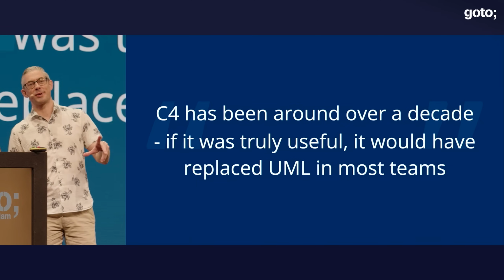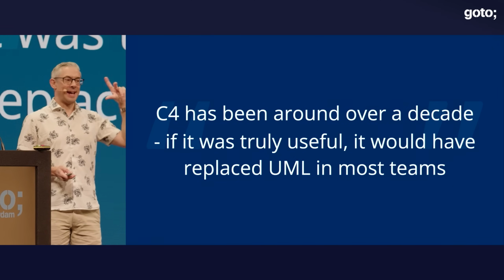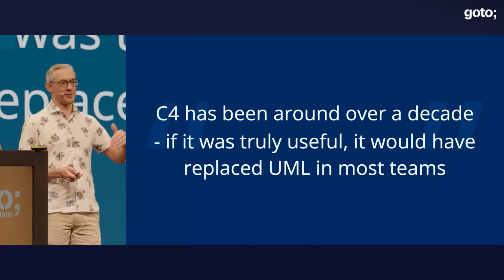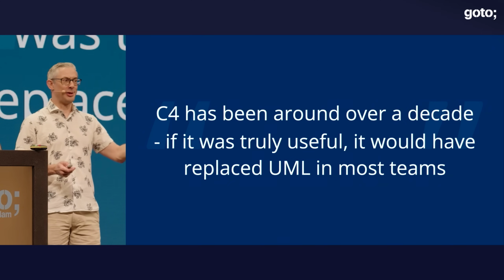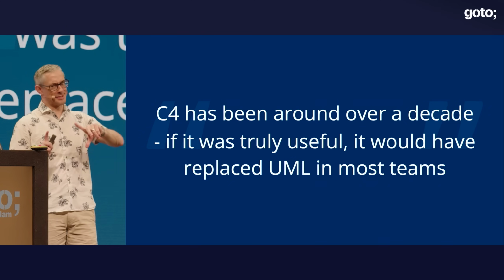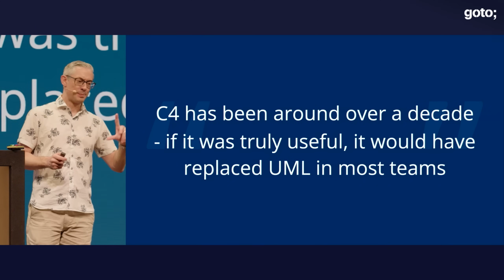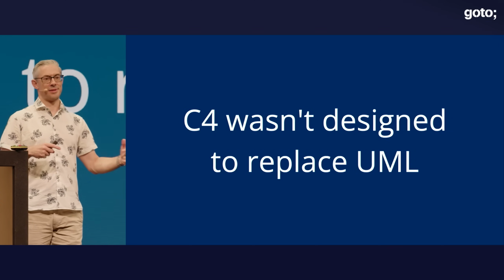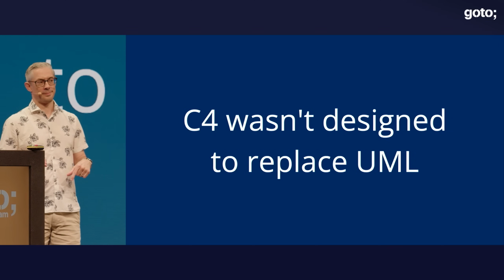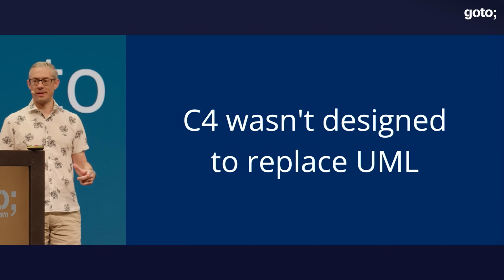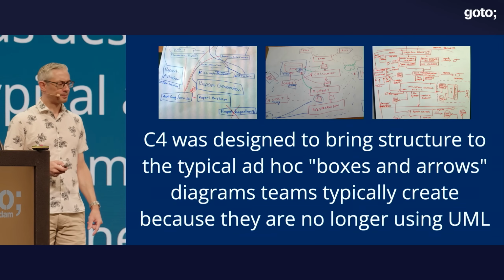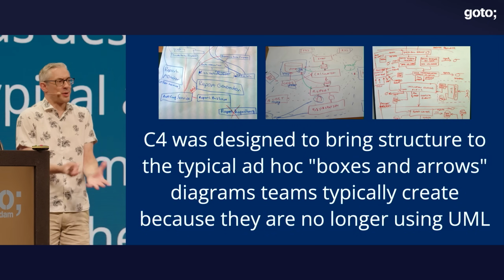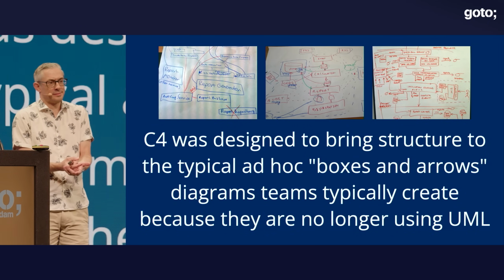Now this is interesting because it has replaced UML in most teams, but people were never using UML to start with. So that's one side of this equation. But the other side of the equation is that C4 actually wasn't designed to replace UML, which sounds weird. Why do I say this? Because I'm trying to bring structure to boxes and arrows diagrams.